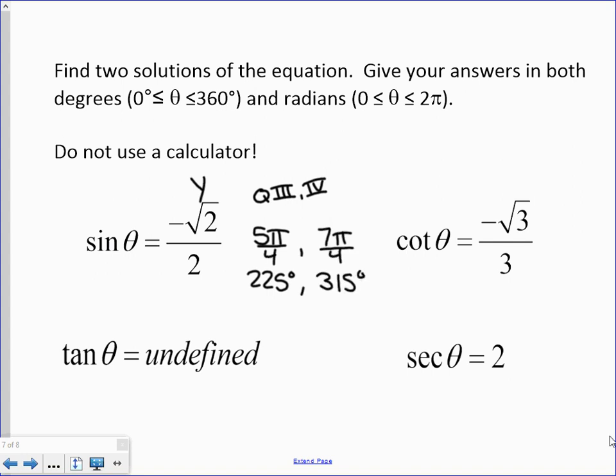So on your homework tonight, write out both sets. Write out the radian angles, write out the degree angles. This will help some of us who are having trouble with the angles on the unit circle.